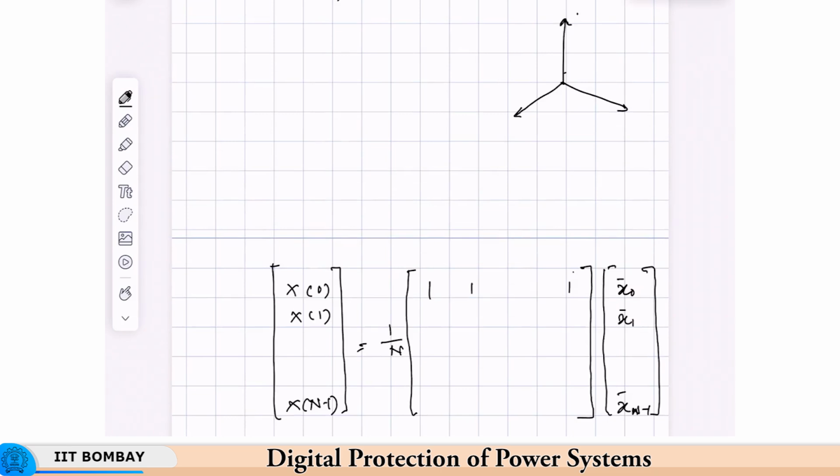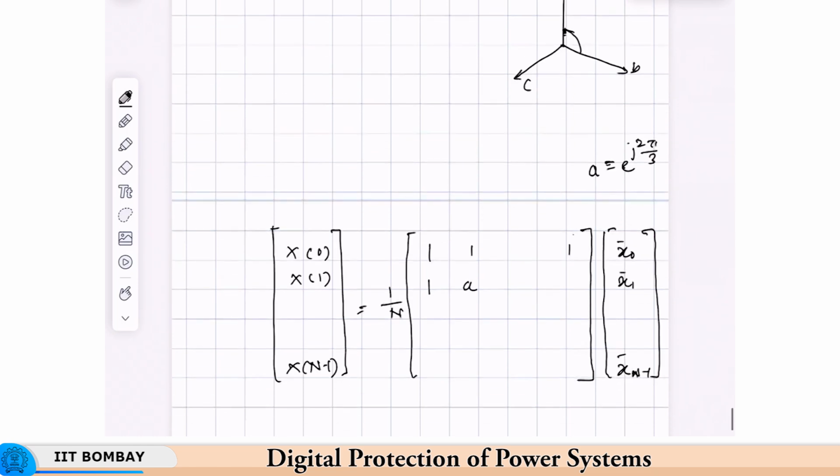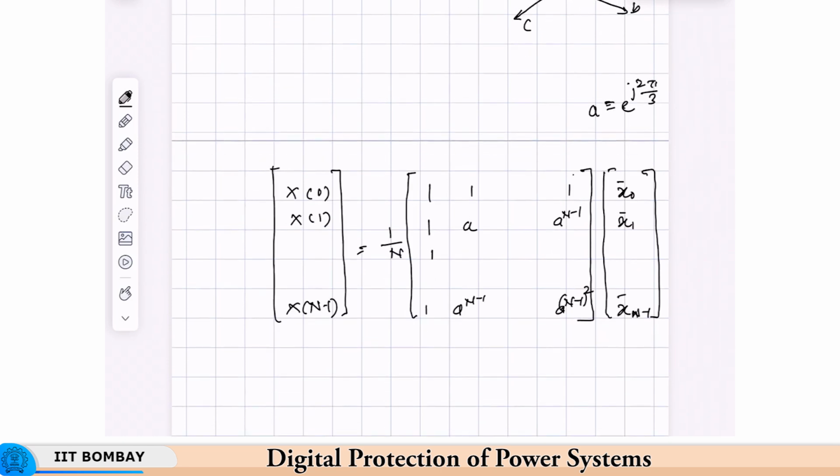So, for the second one, say, we need to rotate by A equal to, in this case, 2 pi by 3. So, this will be A, okay. And the second one will be 240 degrees, so A square, in this case A to the n minus 1, because n is equal to 3. Similarly, you will get the other components also. So, this is the sequence transformation matrix.